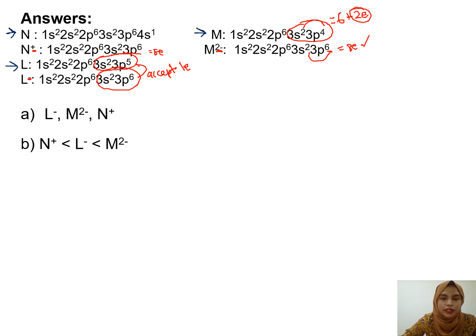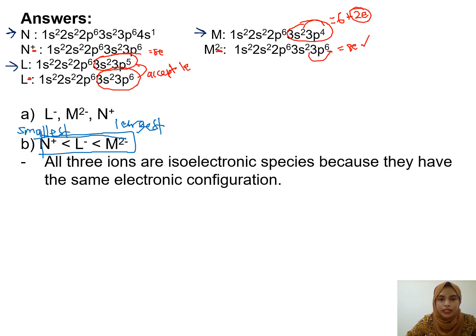Okay, kalau you nak susun dia punya size pula, N plus will be the smallest. Okay, sebab dia suruh in ascending order kan. Jadi N plus will be the smallest, M2 minus will be the largest ion. Okay, explain why. This is how you jawab soalan arrange. Okay, so you bagi tahu dia punya arrangement. Ikutlah kalau ascending order daripada smallest ke largest, and next baru you explain.